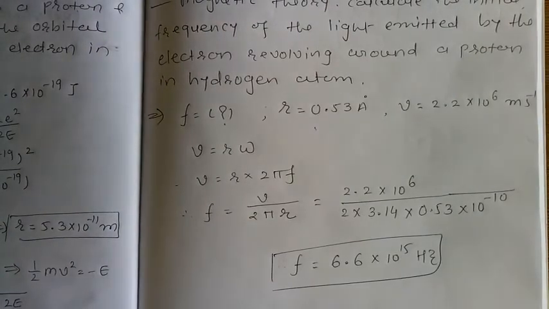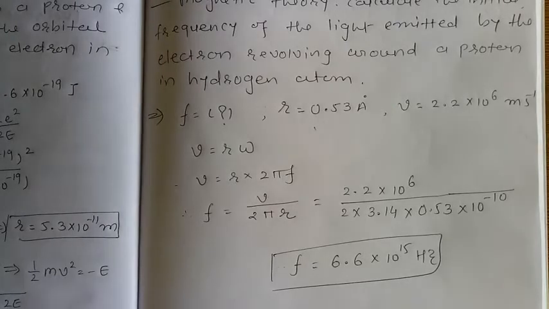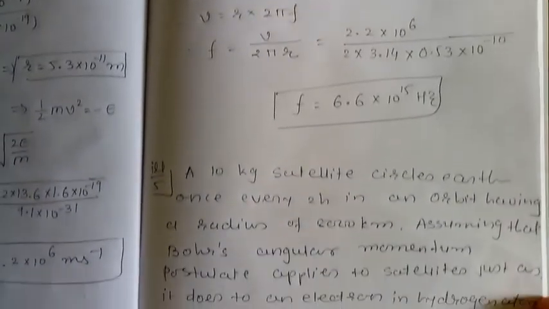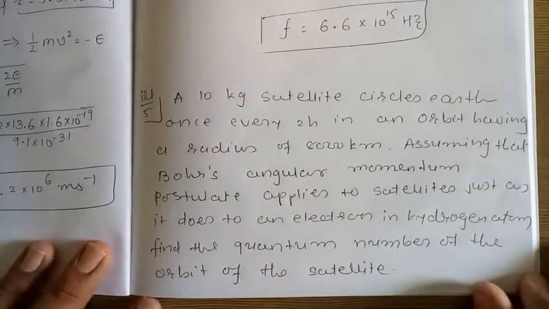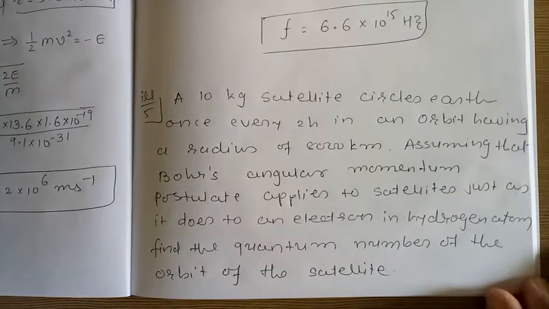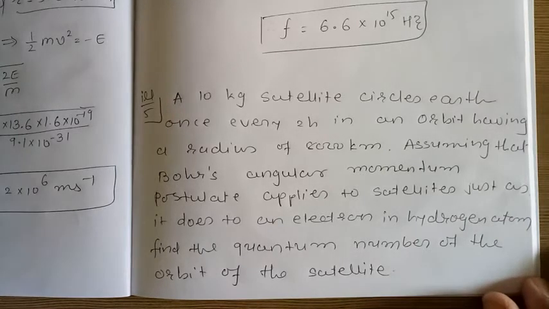Okay, now we discuss the next example, which is illustration number 5. See, a 10 kilogram satellite circles Earth once every 2 hours in an orbit having a radius of 8,000 km.